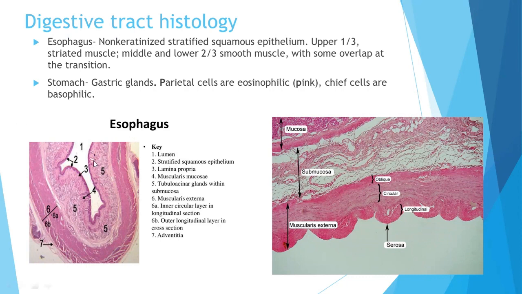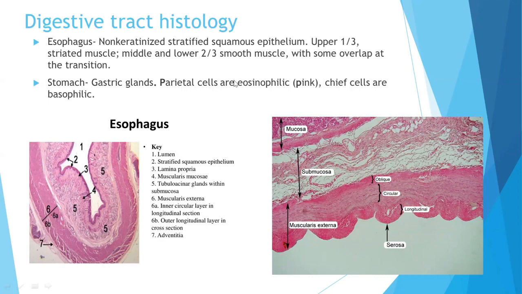Now here we can see in the histology, one is the lumen, two is the stratified squamous epithelium, and then we have the lamina propria. After that, we have the muscularis mucosa. After that, we have some glands within the submucosa, and then we have the muscularis externa, where we have the circular and the longitudinal layer, and then we have the adventitia layer, right?